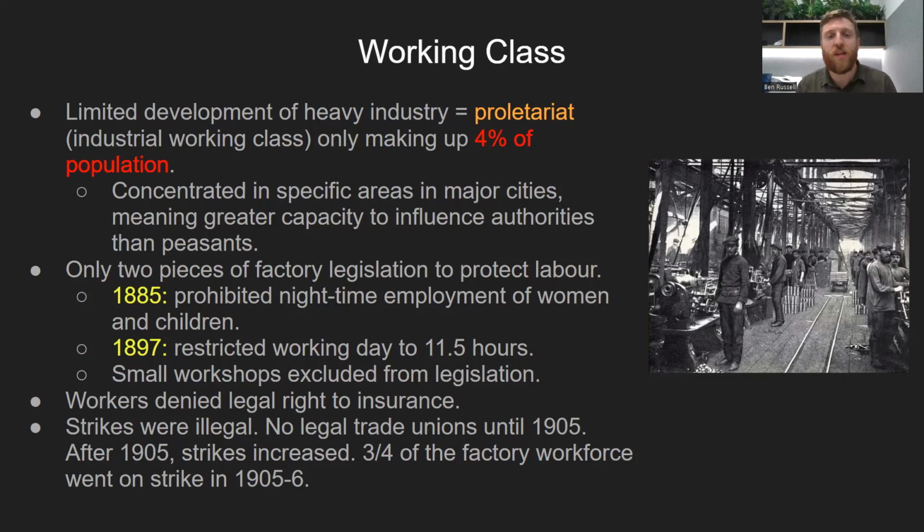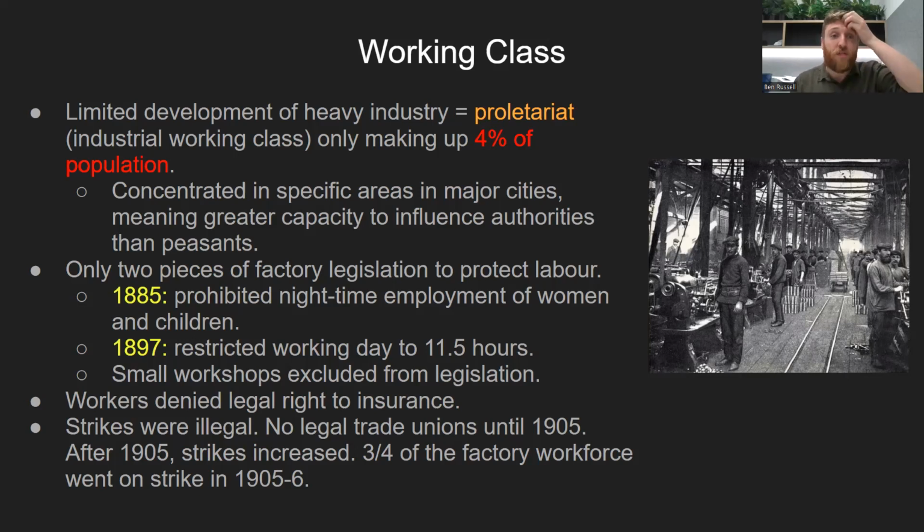Workers were also denied legal right to insurance, which meant that if they were injured on the job, then they would generally only receive a few rubles compensation and potentially be maimed for the rest of their life. Strikes were illegal. Trade unions were illegal until 1905.